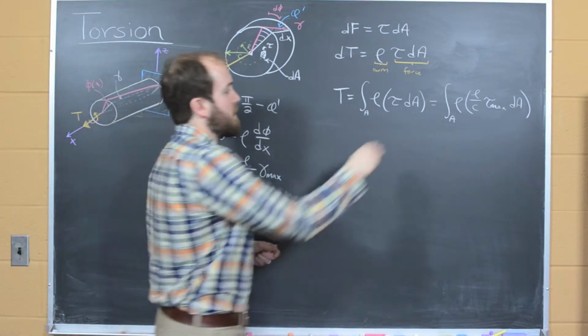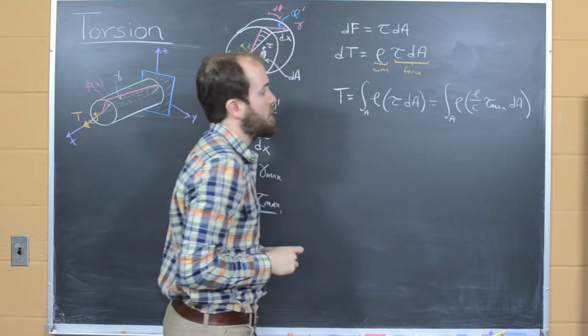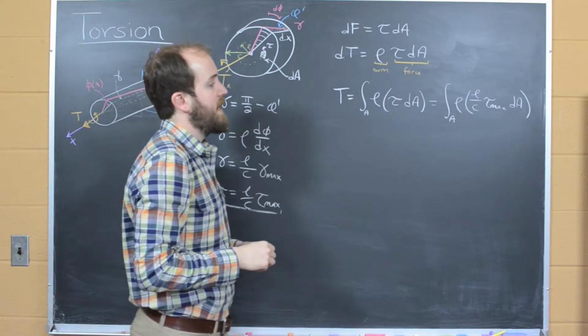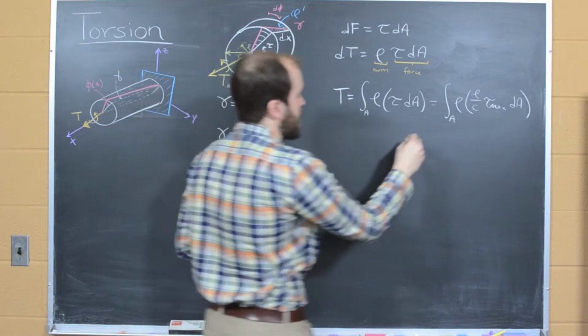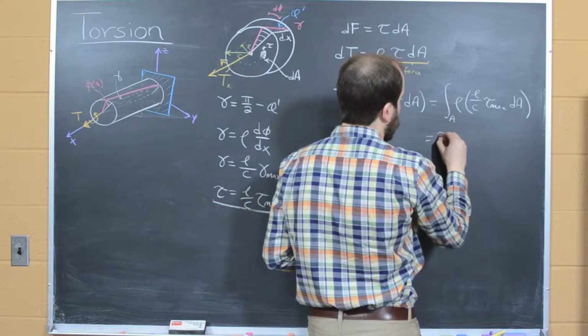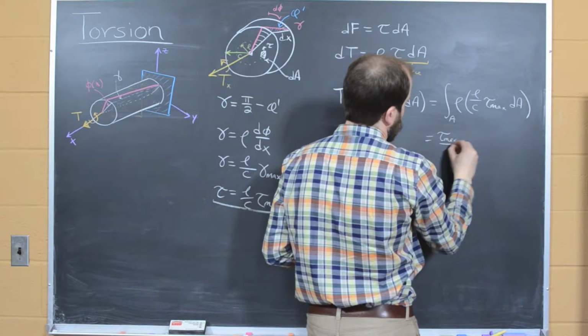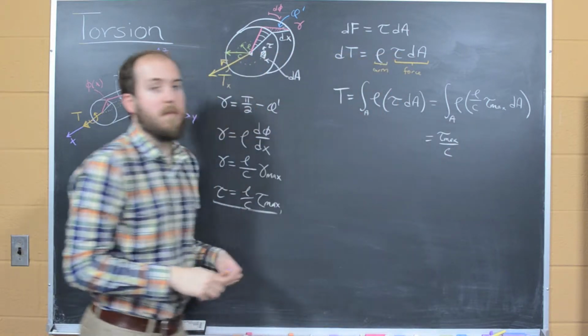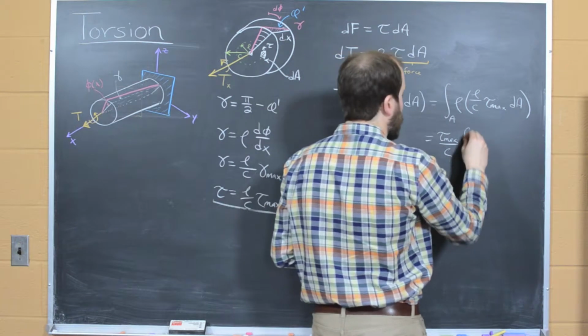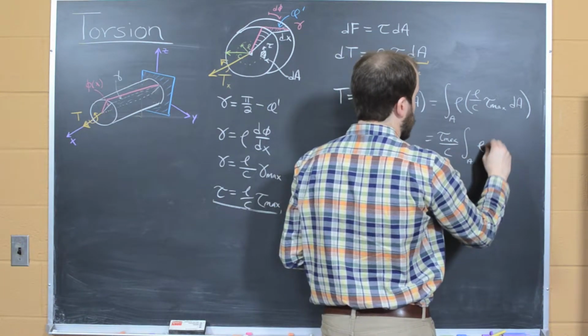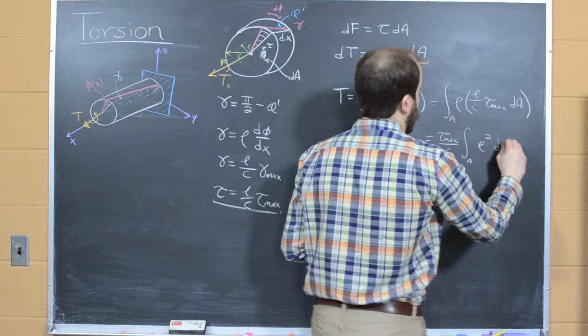So in this case now, we're going to have a squared rho, and we're going to end up with tau max over c. Tau max over c is a constant, so we can rewrite this integral such that we can pull out tau max over the radius. The maximum stress is going to be a constant, the radius of the cylinder is going to be a constant, and we're left with the integral over the area of rho squared dA.